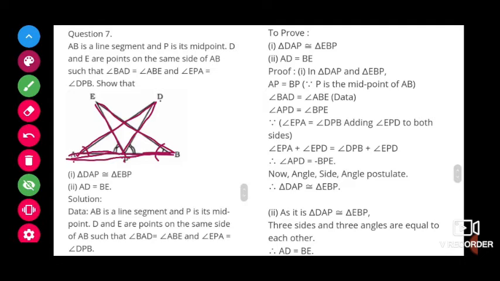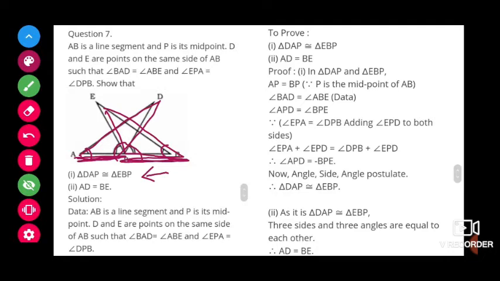Triangle DAP is congruent to EBP. Just now I have shown that both are congruent. How? These both are congruent because of two angles and the side lying in between the two angles. Here the two angles and the side lying in between the two angles are equal. So we can say that these two triangles are congruent.